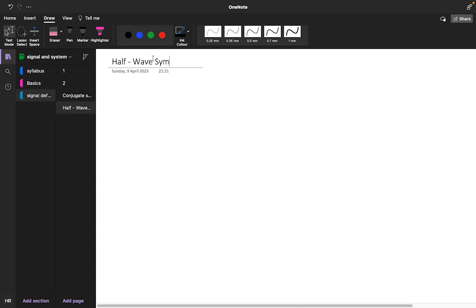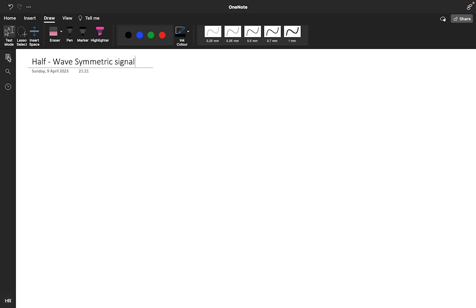Half wave symmetric network. Signal, not network, signal. Okay, so can anyone tell me what is the meaning of half wave symmetricity? Does anyone know what half wave symmetricity is? Prasanna, do you know what the meaning of a half wave is?